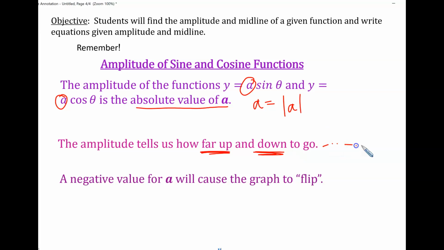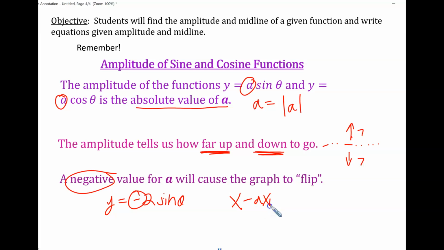So let's say this is my midline. You're going to go up 7 and then down 7, if your amplitude was 7. And then the negative values: if you remember, if you have y equals -2 sine theta, this will cause the graph to flip. This negative here is going to be an x-axis reflection. Okay, x-axis reflection if you have a negative.